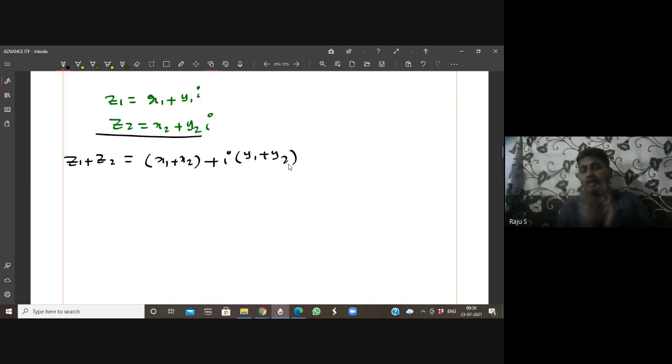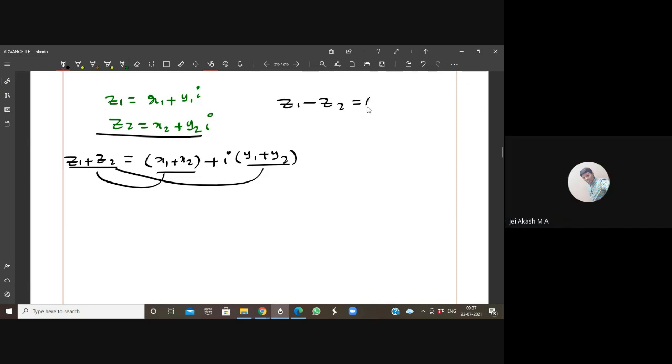Simple. Okay, right. So always try to write the real part at one place. It may be addition, multiplication, subtraction or division of two complex numbers, whatever it is. Try to write the real part at one place, imaginary part at another place. So this is the real part, this is the imaginary part of Z1 plus Z2. Understood? What is Z1 minus Z2? X1 minus X2 plus I into Y1 minus Y2.